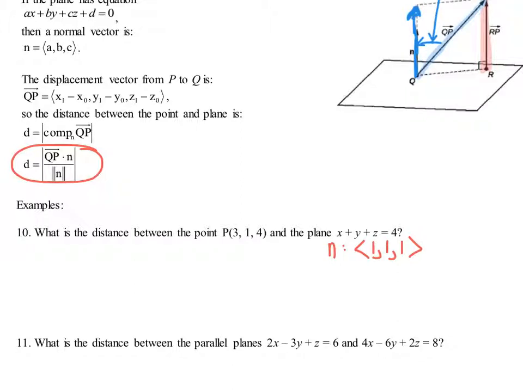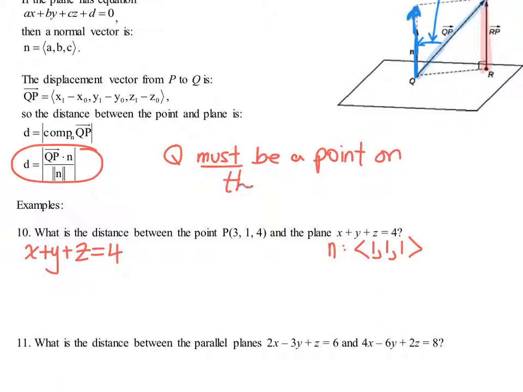All right? We have a point P. This is a point in space. The one thing I seem to be missing is a point Q. Now, something I alluded to is the fact that I don't really care what Q is, as long as it's a point on a plane. So Q must be a point on the plane. I don't care where it is, though, which is great news.